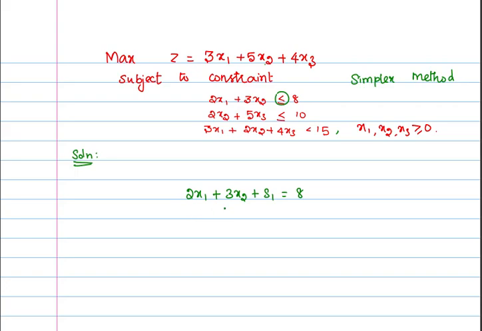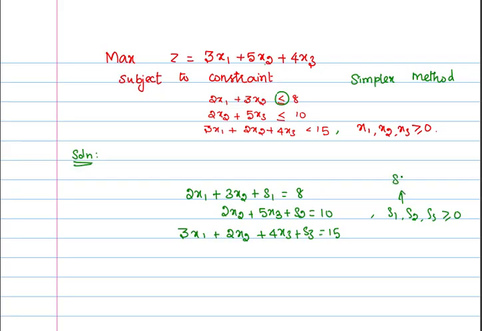Similarly, 2 times x2 plus 5 times x3 plus s2 equal to 10, and 3 times x1 plus 2 times x2 plus 4 times x3 plus s3 equal to 15. Here s1, s2, s3 are non-negative numbers, and these we call slack variables.